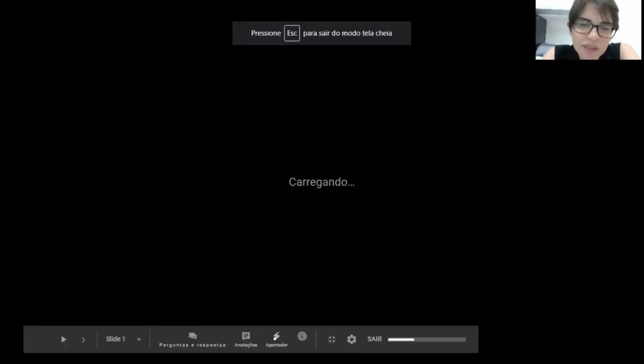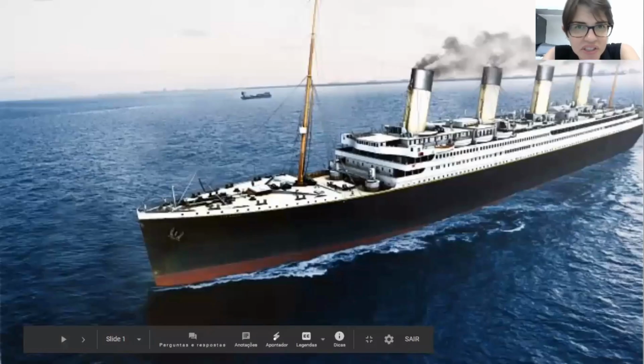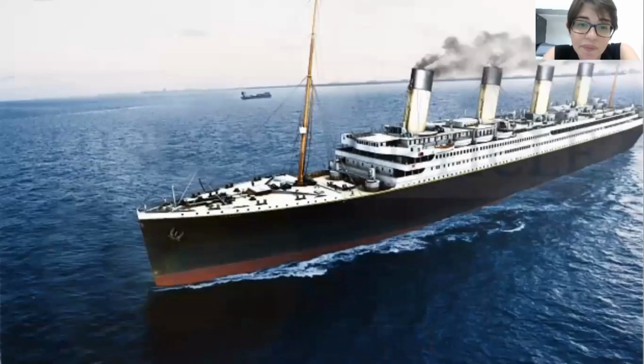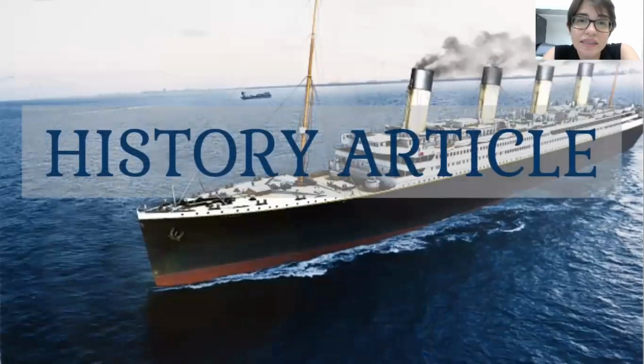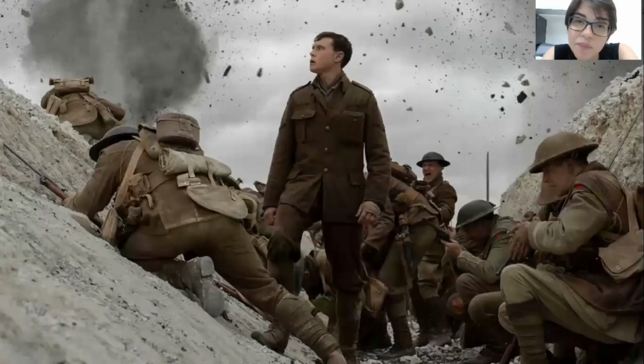So let's start talking about these slides. Okay? Do you remember this big boat? It's actually a ship. Titanic. Why do you think I put Titanic here? The idea is that we're going to talk about a big event in the past, which was the sinking of Titanic, for example. So history article is a kind of genre that talks about an event in the past that was important for humankind or even from your personal perspective, but it happened in the past, okay?